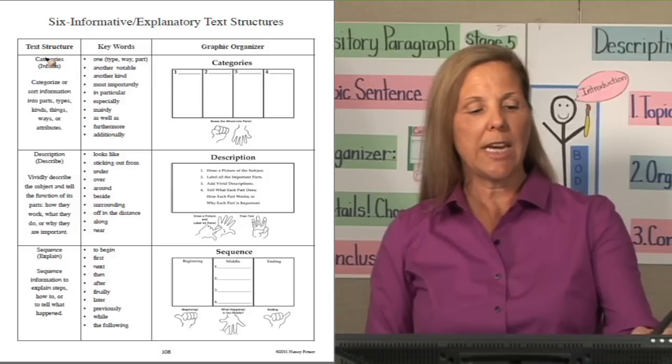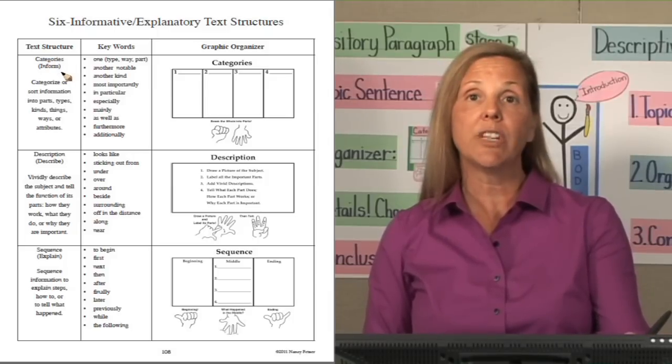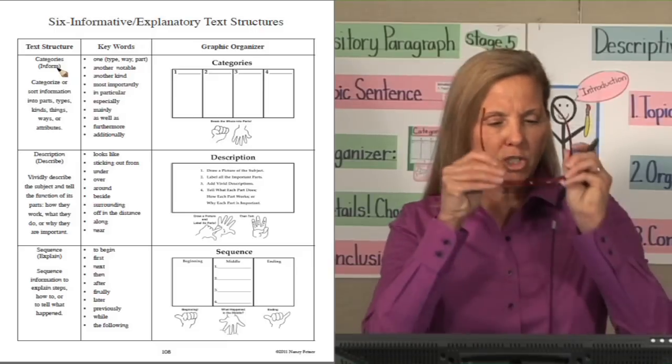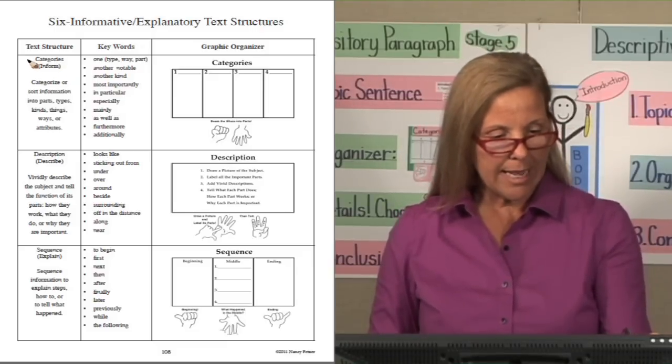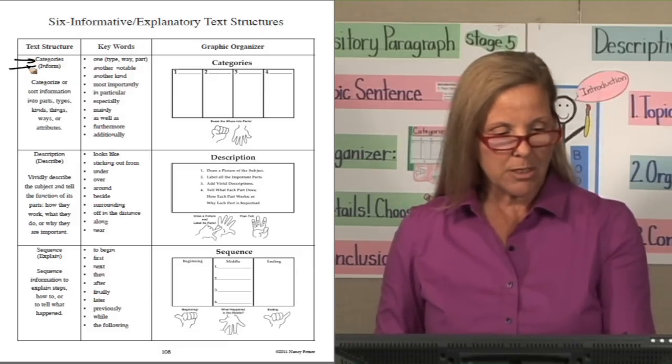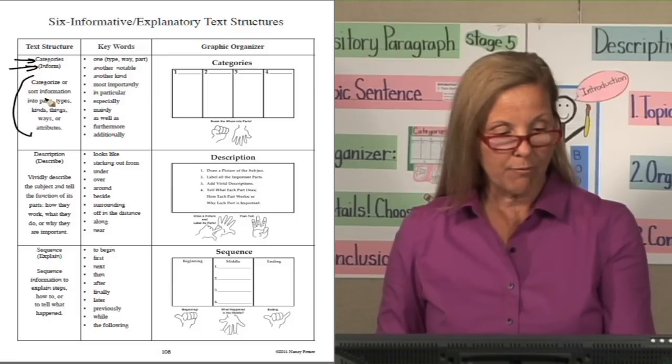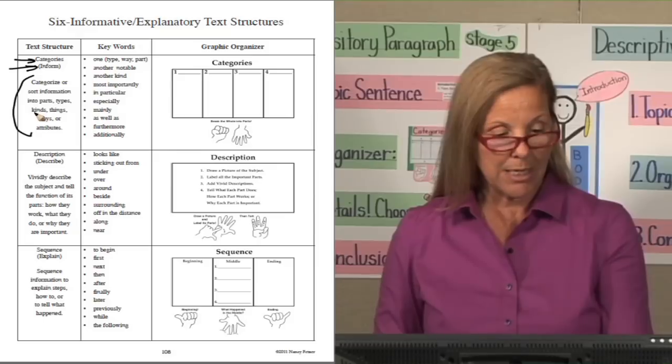You also will see that it will give some sort of a definition of what that type of writing is. So let's go to the first one just so that we see. If I'm looking at categories, what's my purpose? To inform. And then I have my definition. Categories sort information into parts, types, kinds, things, ways, or attributes.